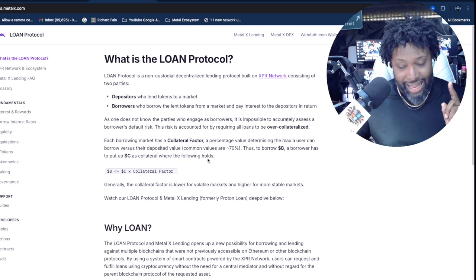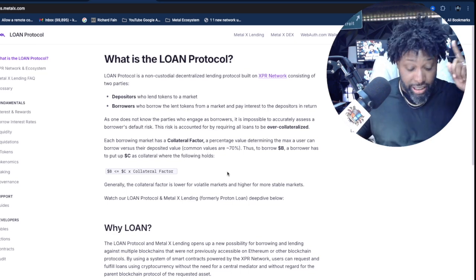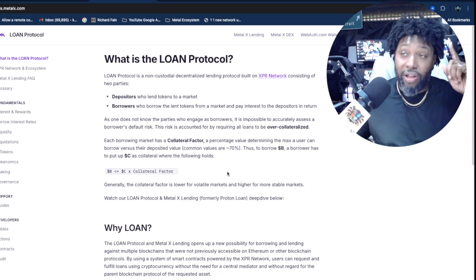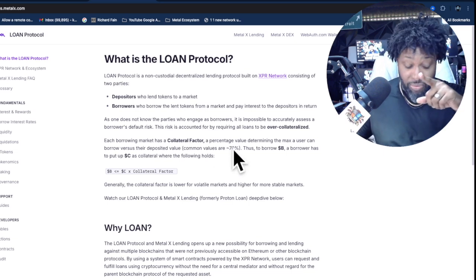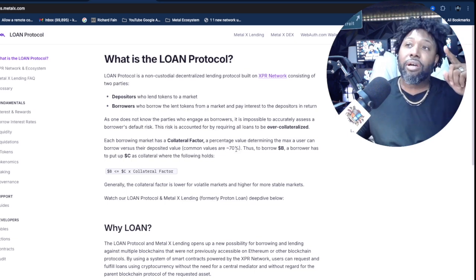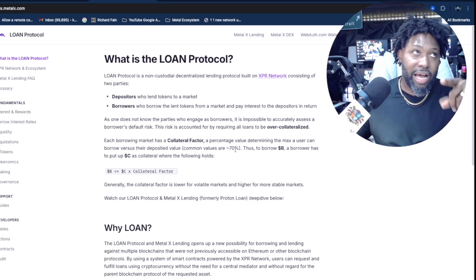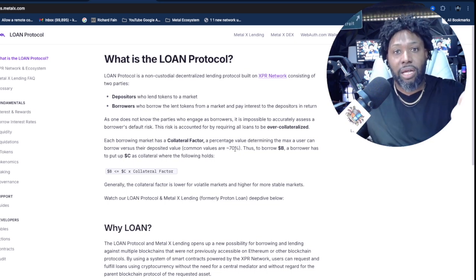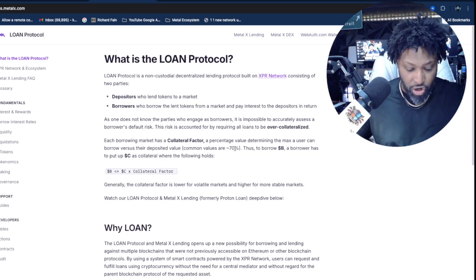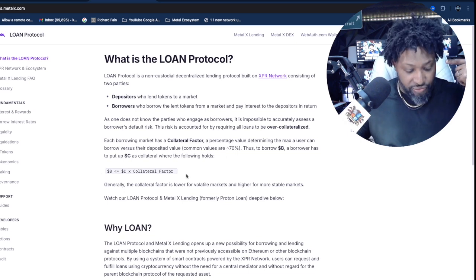Now, that didn't make any sense to me, so I did some math here. I said, okay, let's just say for every dollar you want to borrow, based on this right here, you need to put up $1.43, because 70% of that $1.43 would be $1. So that's the B. That's where you get B equals C times the collateral factor.